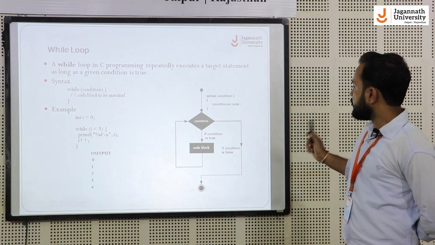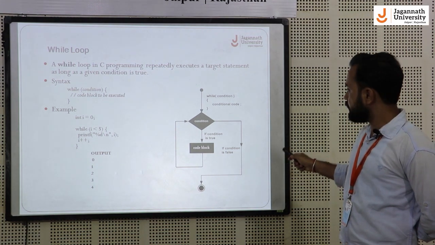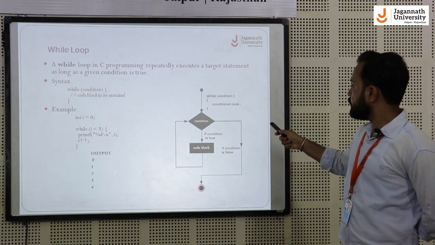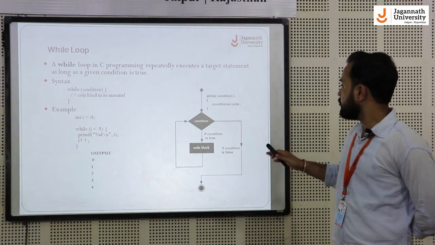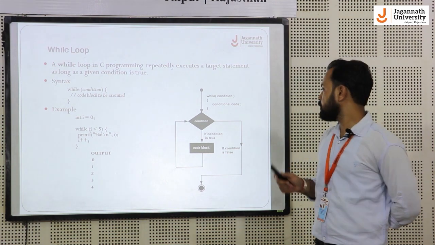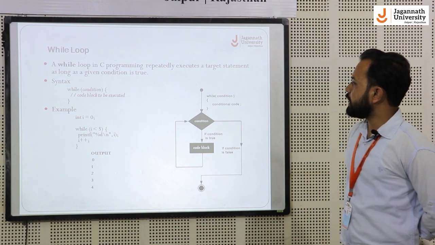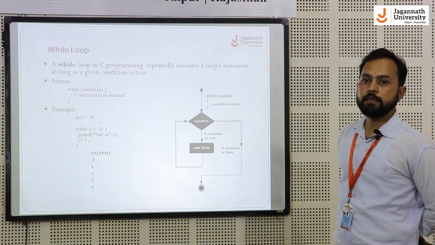Here a condition is given, if this condition is true, your code block will be executed, again the condition will be checked, if again it is true, this code will be executed. So, this will be done until your condition is not true. So, in the given example we have a while where the condition is I less than 5.